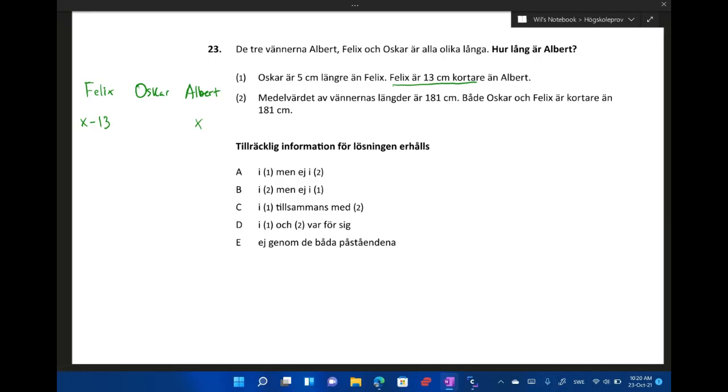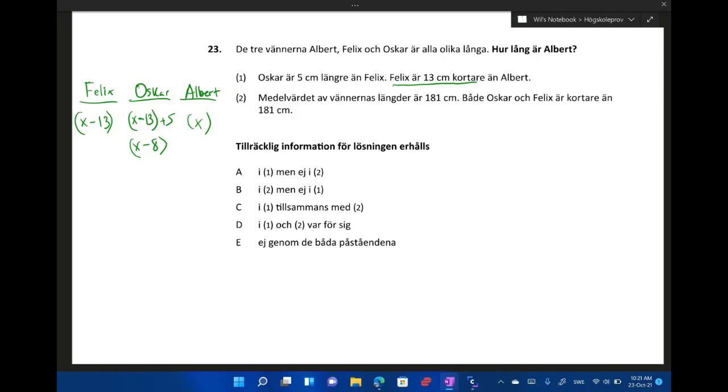That means Oscar is 5 centimeters longer than Felix. So Oscar is going to be Felix's height plus 5. If we simplify that, negative 13 plus 5, that's negative 8. So x minus 8. So these are the expressions we get for Felix, Oscar, and Albert. All right. So we now know these expressions, but I don't think this is enough information. It doesn't tell us really anything.